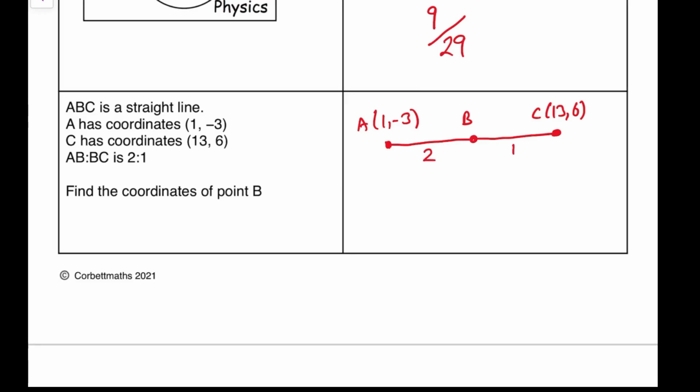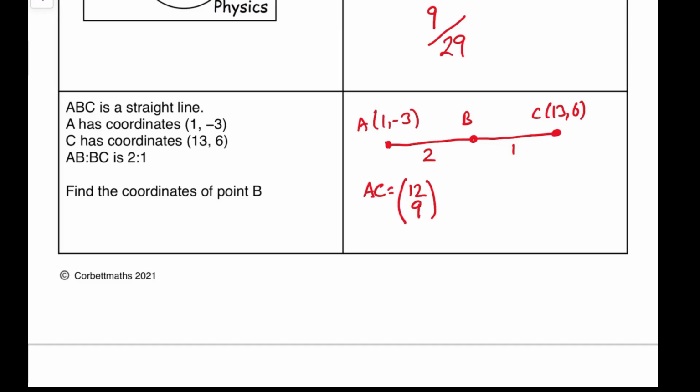So what might be helpful is if I knew what AC was. Now I'm going to use vectors here, which a lot of people don't really like, but they do work really well. So AC goes from 1 to 13, which is 12, and from -3 to 6, which goes up 9. So again, if you weren't quite sure where that came from, pause the video. What I'm basically doing is working out the x coordinate to get from A to C and the y coordinate to get from A to C.